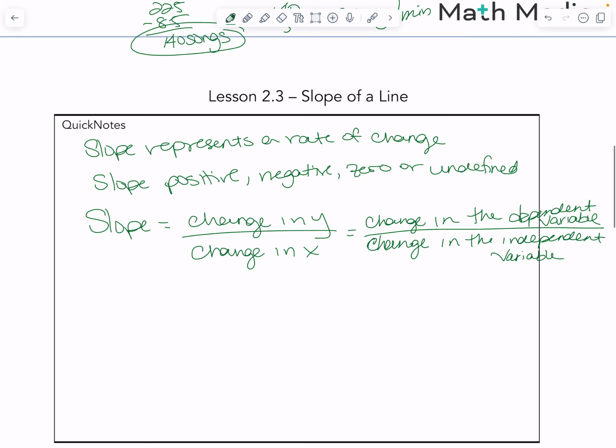Okay. And the interpretation of slope is the change in y for 1 unit of x.